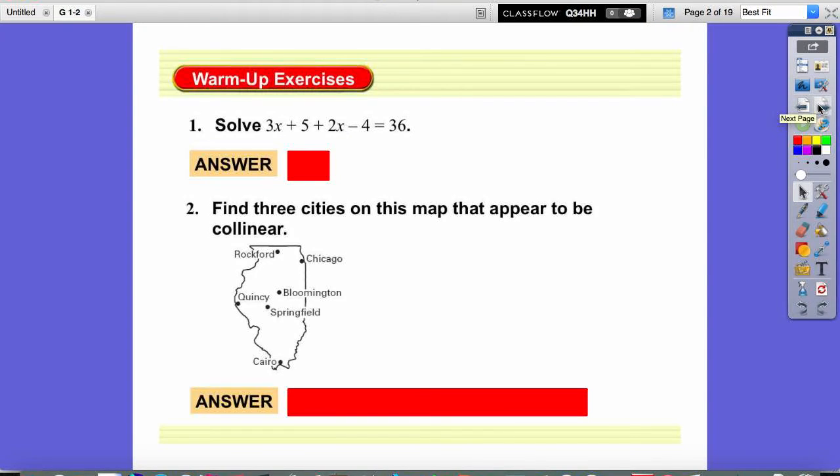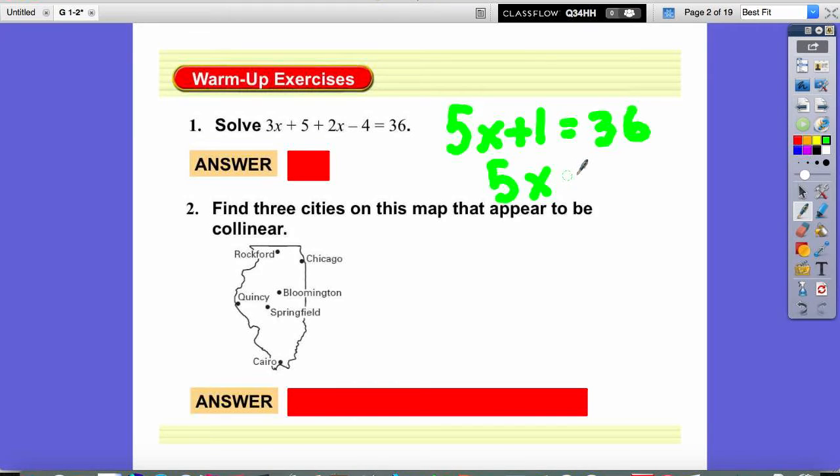First, we're going to go through some warm-up exercises to make sure we remember how to do these. So the first one, 3x plus 5 plus 2x minus 4. 3x plus 2x, we're going to combine like terms. It's 5x. 5 minus 4 is positive 1 equals 36. We're going to subtract 1 from both sides. We get 5x equals 35. So x equals 7.